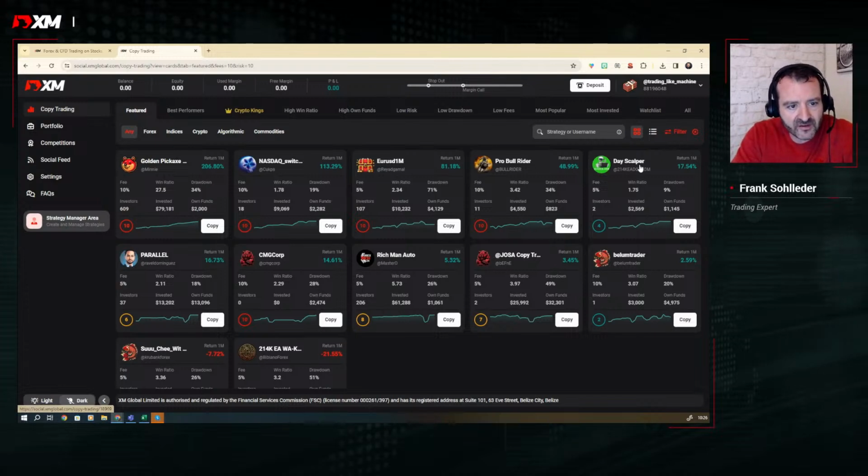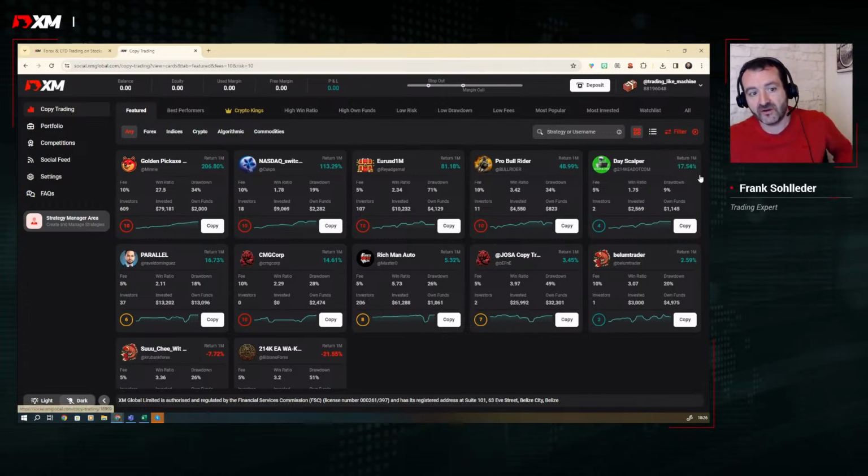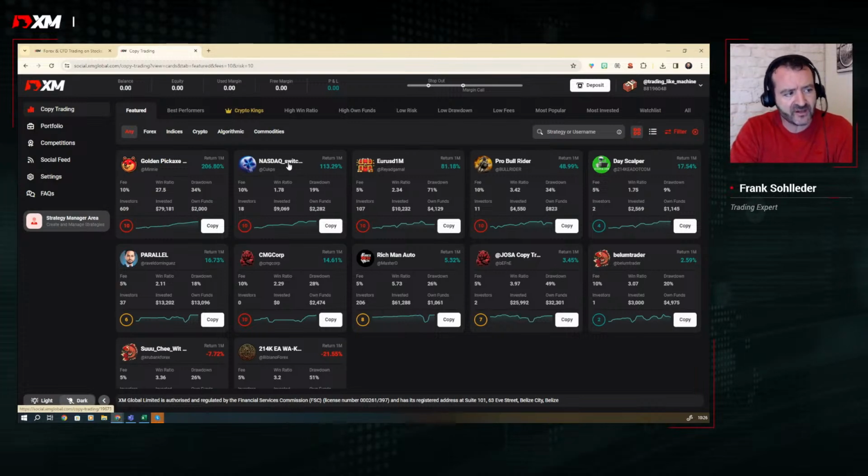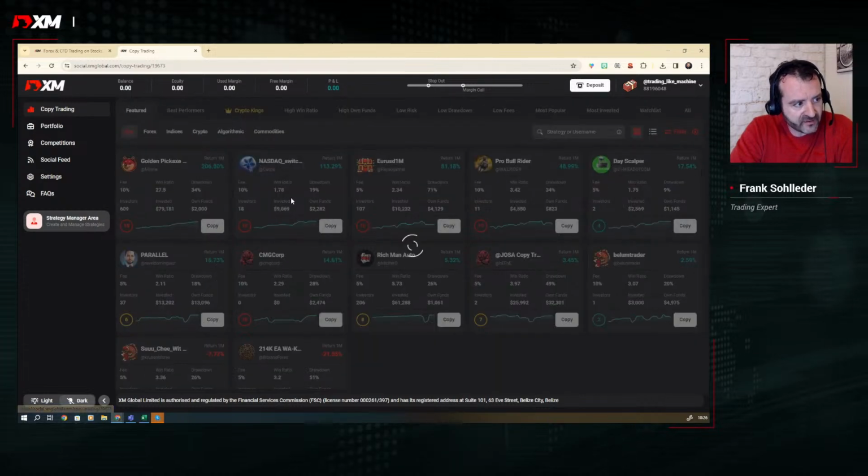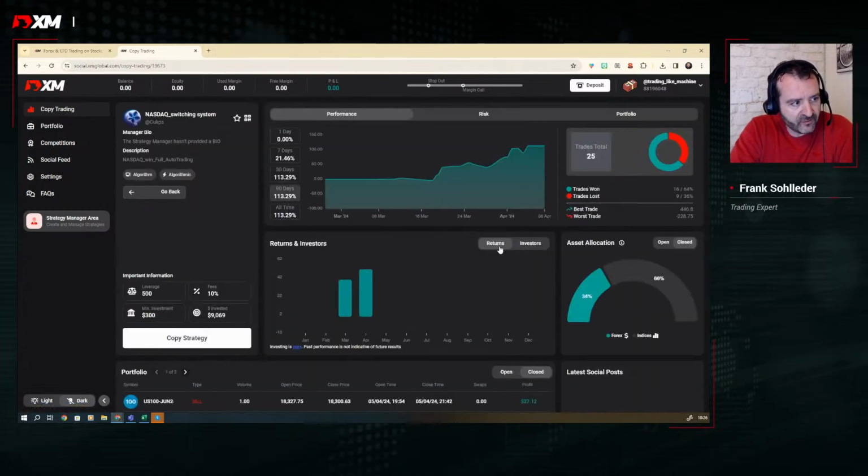Here we have something that is very low on a drawdown, but you see as well the return on a monthly basis is good. It's very good, 17%, but it's much less than here. So let's look at this strategy. This looks very interesting to me at the moment, and from a fee perspective, it looks very nice. 10% is only half of it. Let's look at the overall performance for all time.